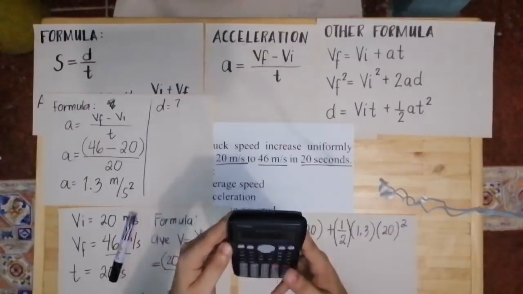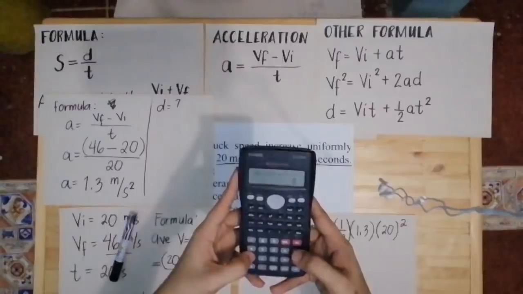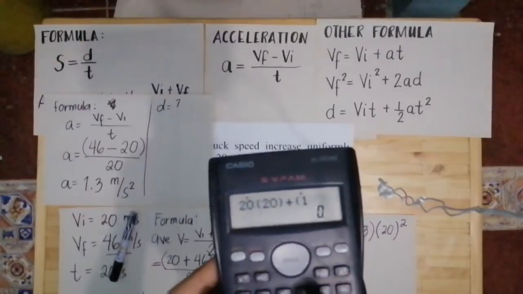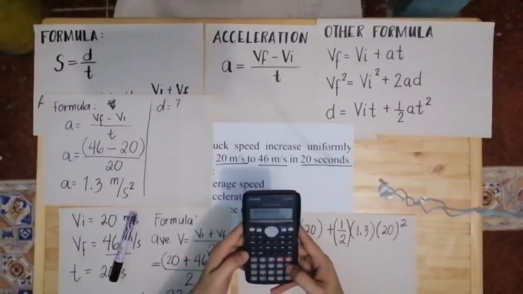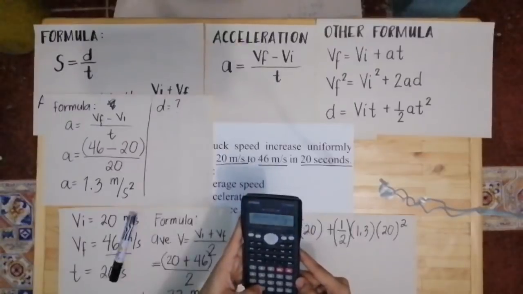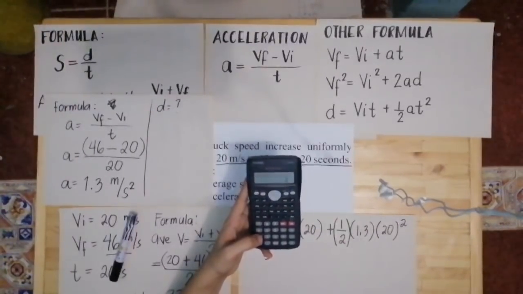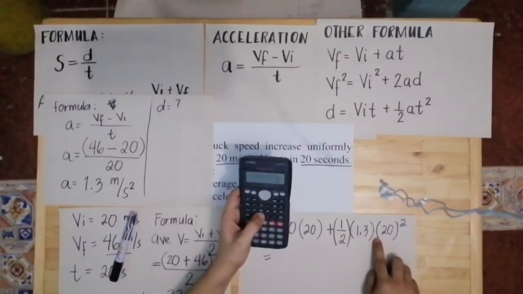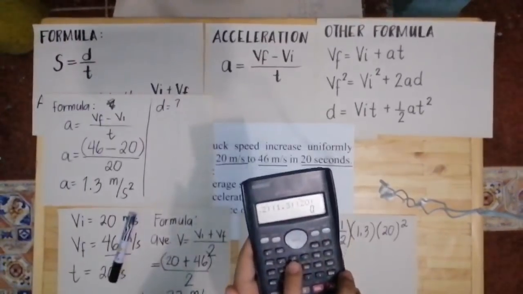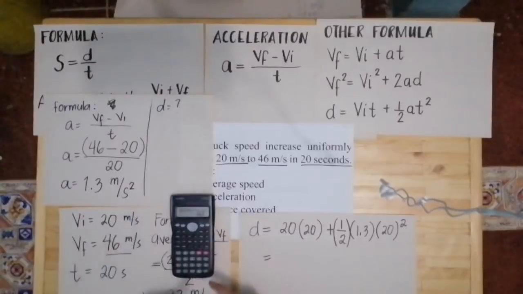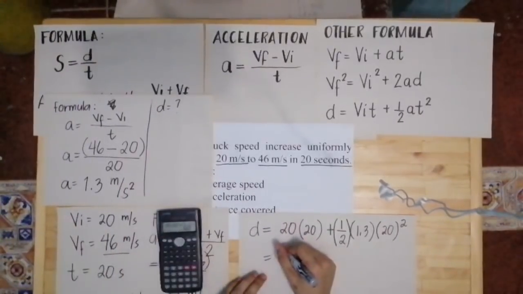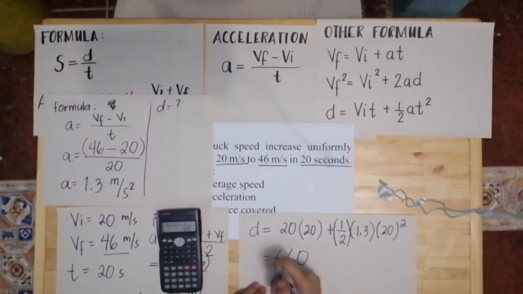Then, this is the ABC button. That is what I will use for over, or I can also use divide. So I use this, over 2, parenthesis, then another parenthesis, 1.3, the acceleration, close parenthesis, then another parenthesis again for 20, then close parenthesis, raised to 2. I can use this x squared here, then the equal sign. That is equal to, look at the answer, 660.